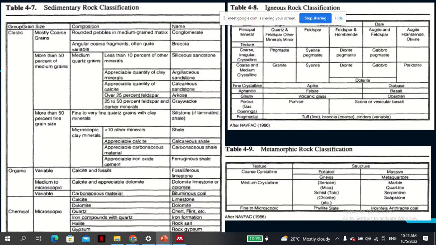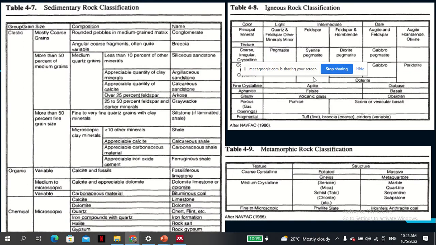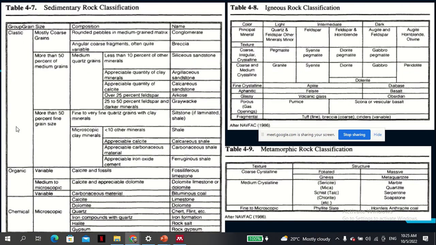So these are the tables that show you the terminology of how to describe the rock, the words, let's say, and maybe the texture. The first one, table 4.7, is for sedimentary classification, 4.8 is for igneous rock, and 4.9 is for metamorphic rocks.